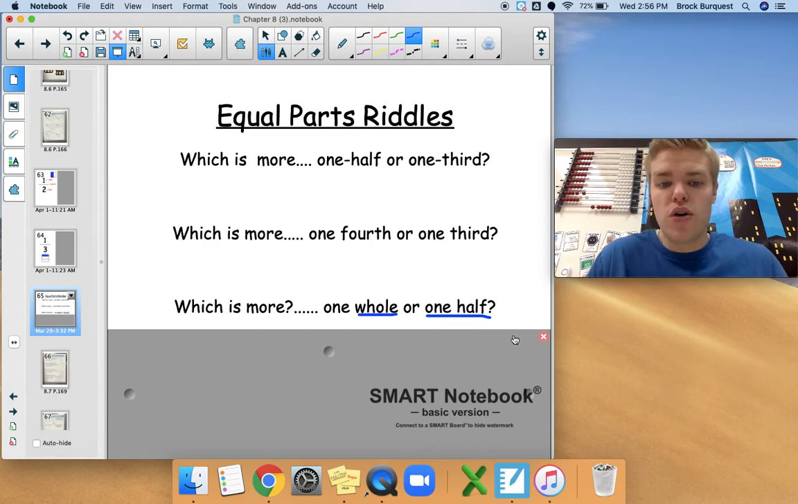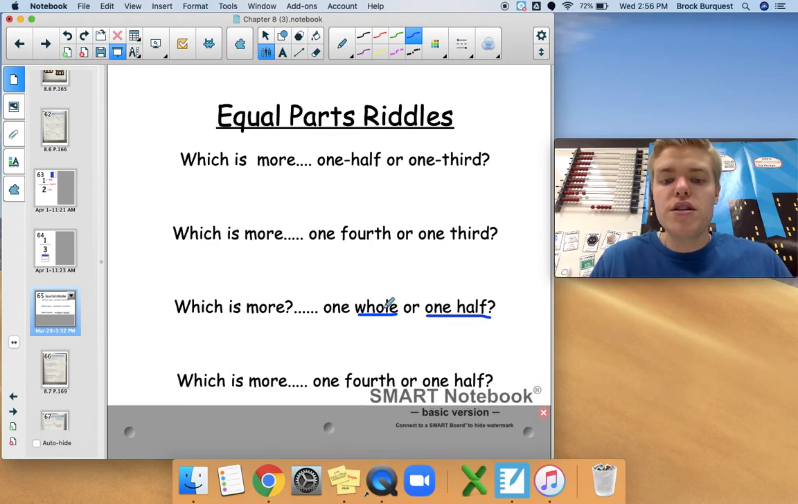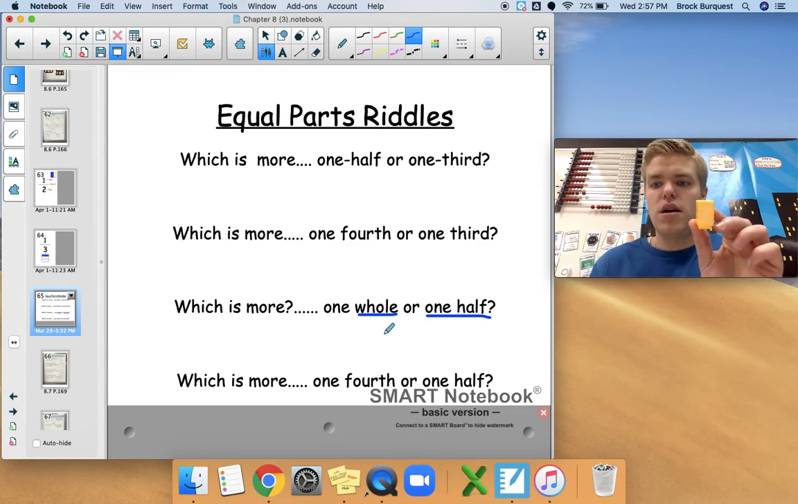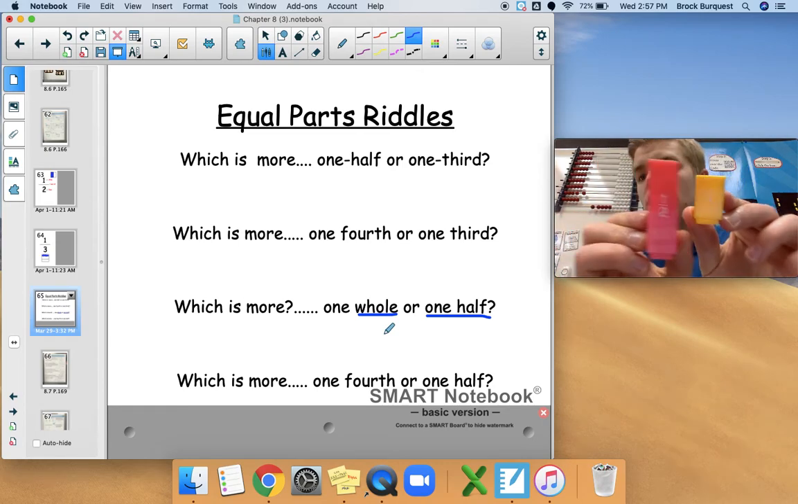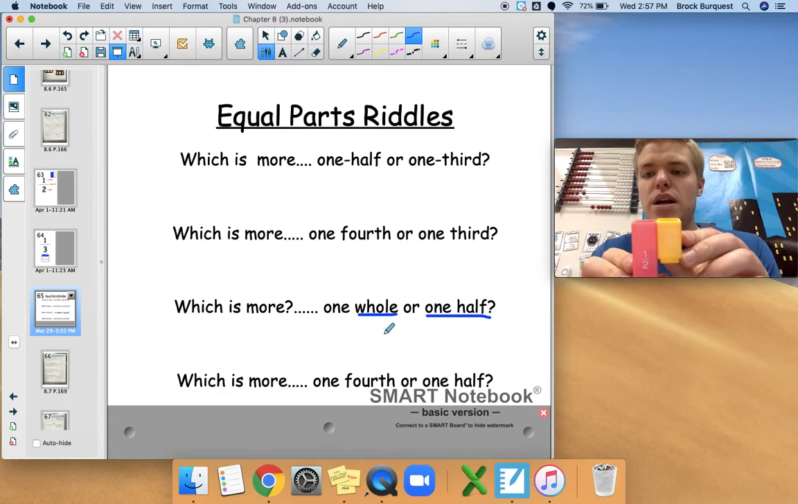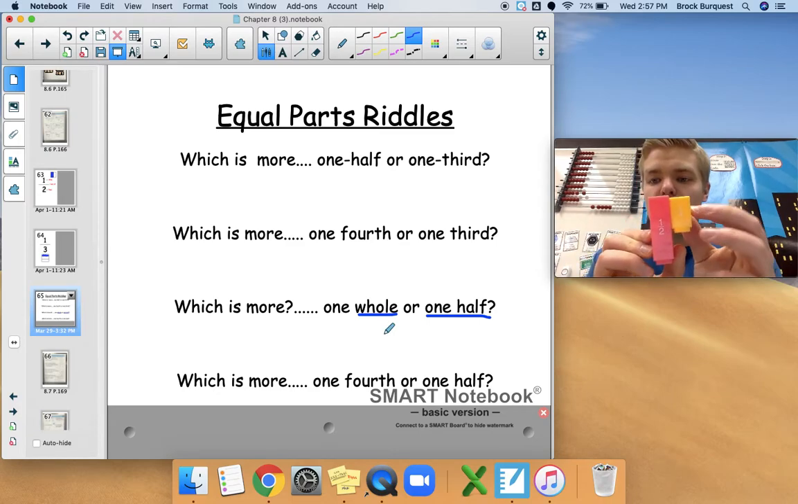All right, friends, we're going to do one more. Which is more, 1/4 or 1/2? 1/4 or 1/2? Think in your head. Don't tell your neighbor. If you said 1/2, you would be right. Here's a 1/4 block and a 1/2 block. If you see, the 1/2 is actually a lot bigger. Okay? Remember, the bigger the denominator, the lower number, the smaller the cubes get.